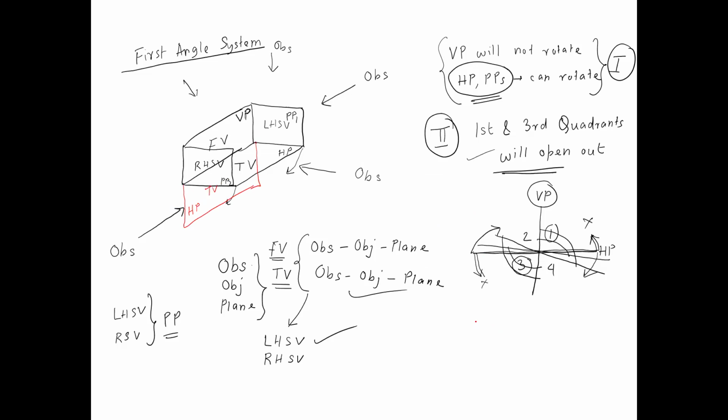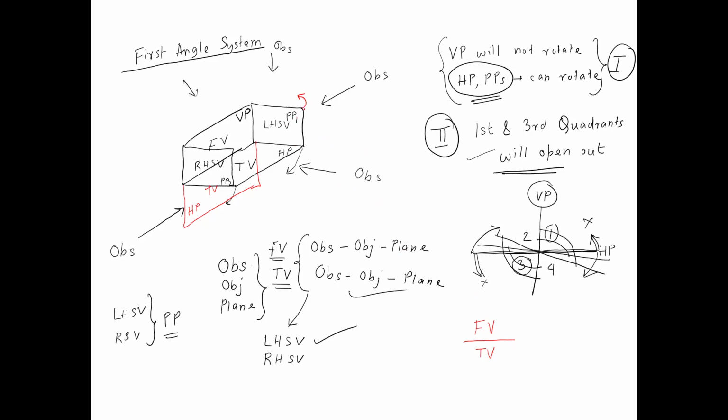So I think from this part of the discussion, you can understand why in the first angle system, the front view is above the top view. Now let us see what happens for the two profile planes. The profile planes have to be rotated in a slightly different way.